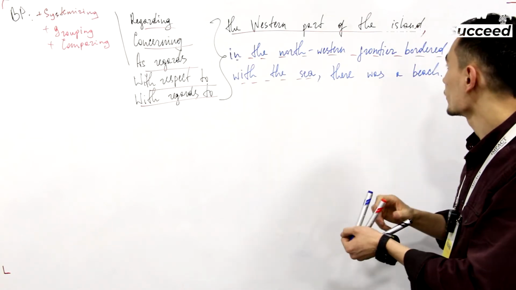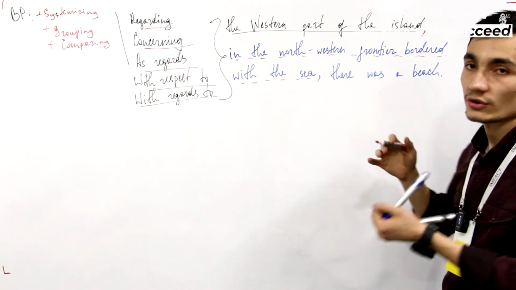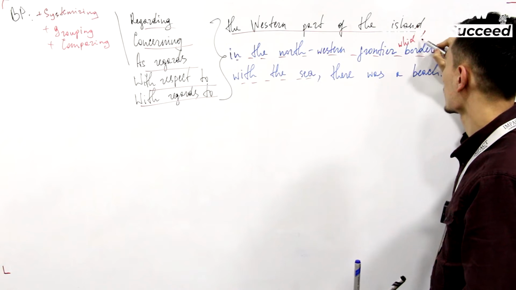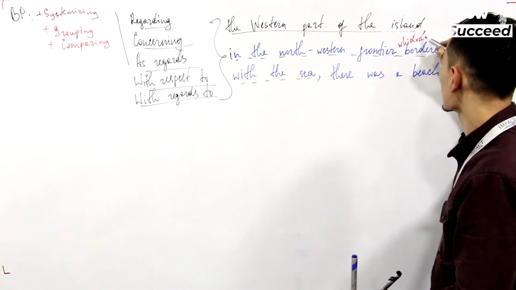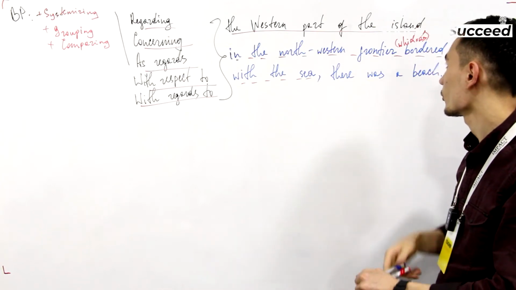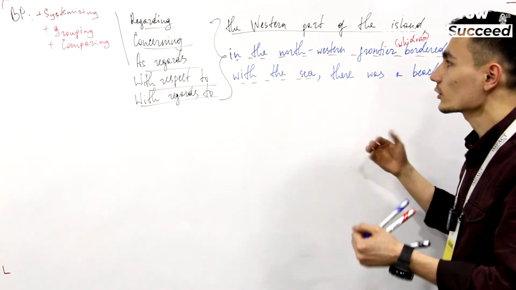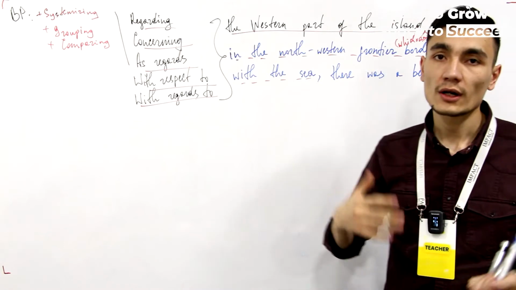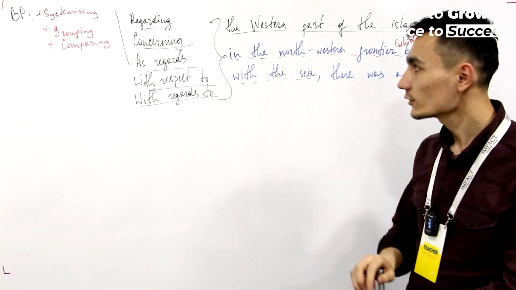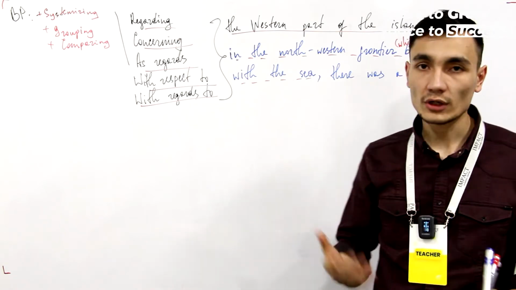And here we use the structure which is a participle clause. It was actually "which was bordered" if you want to use a relative clause. But a participle clause is more advanced, so that's why we said "bordered with the sea". It's a more advanced structure, and you just get a higher score for this participle clause. And after this, you have to continue your essay.